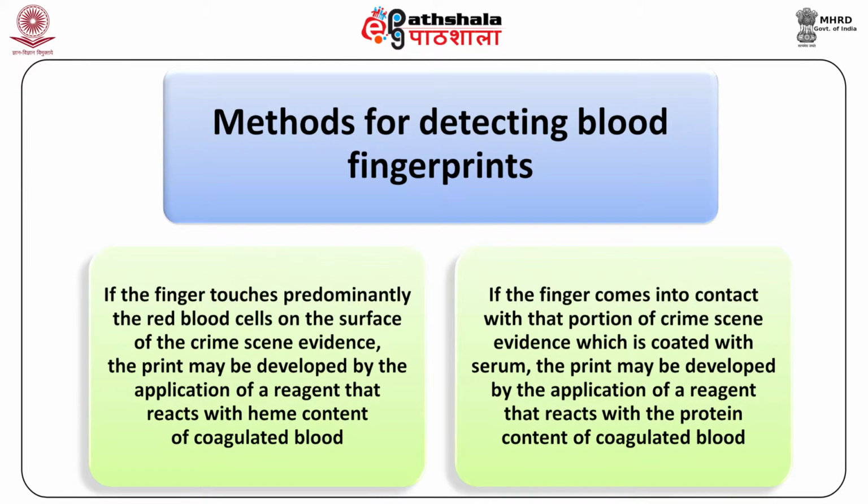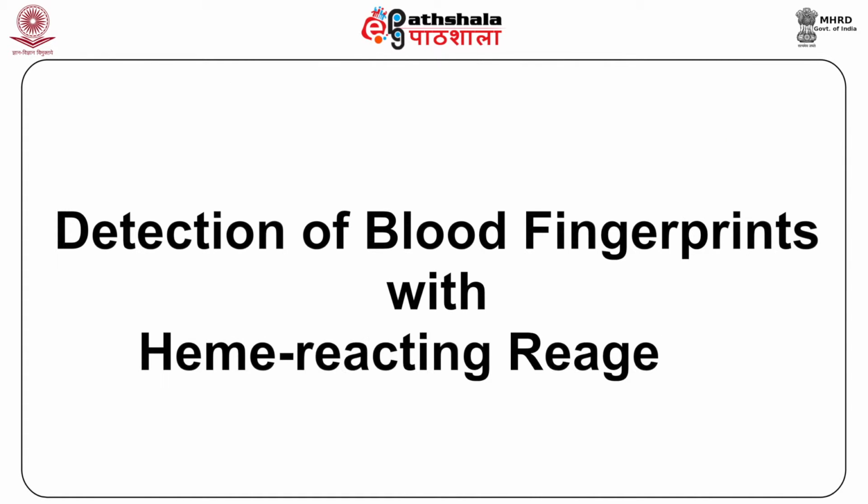There are two broad methods for detecting blood fingerprints. If the finger touches predominantly the red blood cells on the surface of the crime scene evidence, the print may be developed by the application of a reagent that reacts with heme content of coagulated blood. If, on the other hand, the finger comes into contact with that portion of crime scene evidence which is coated with serum, the print may be developed by the application of a reagent that reacts with the protein content of coagulated blood. Now, let us focus on detection of blood fingerprints with heme reacting reagents.